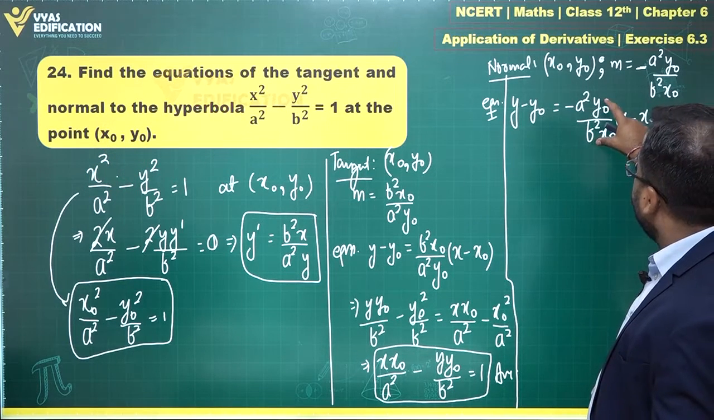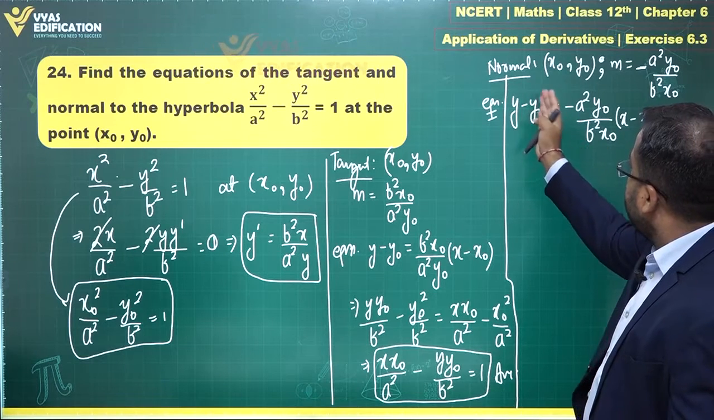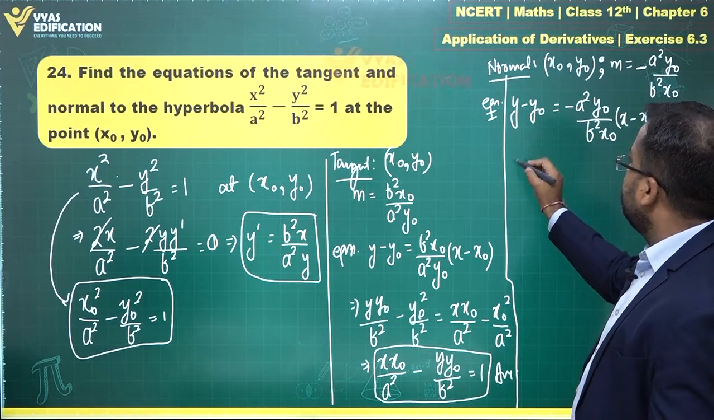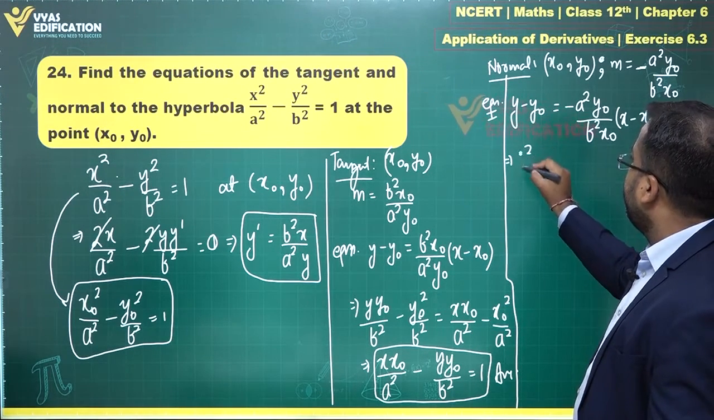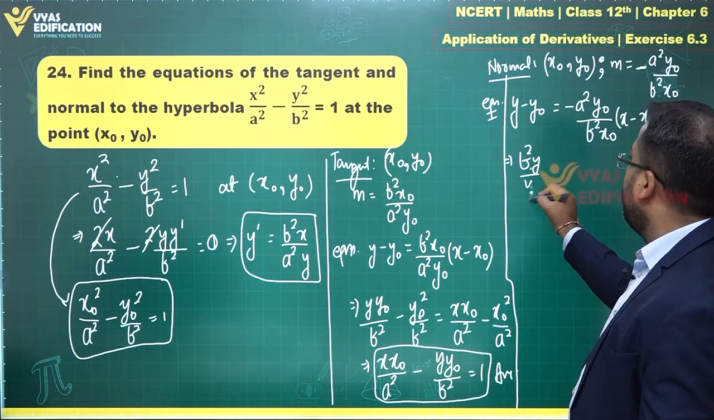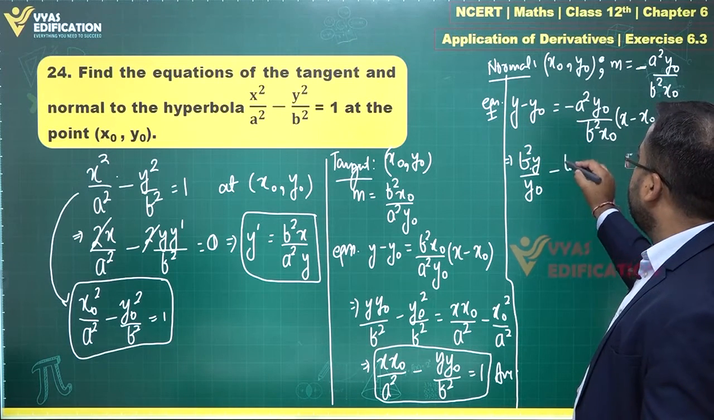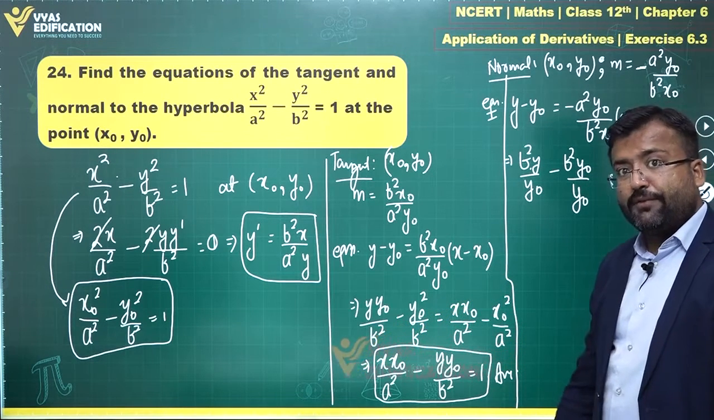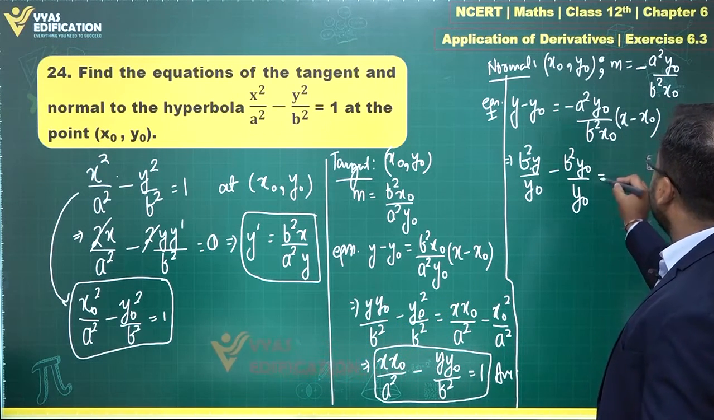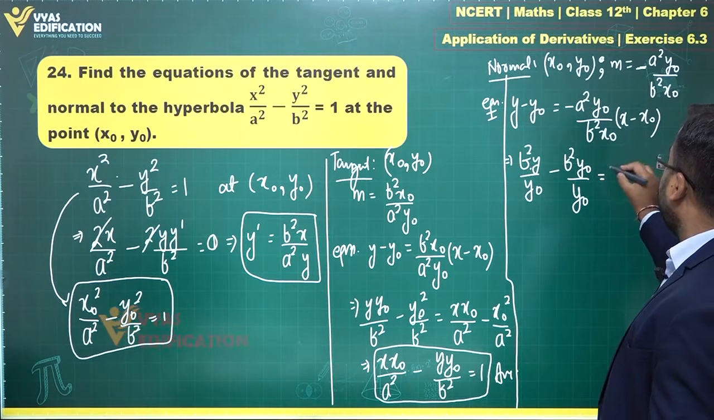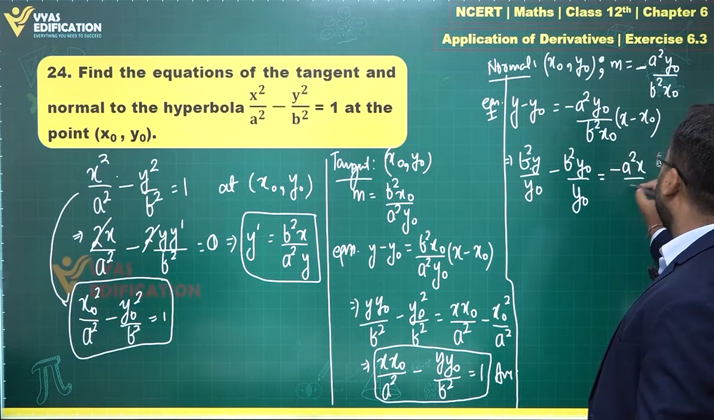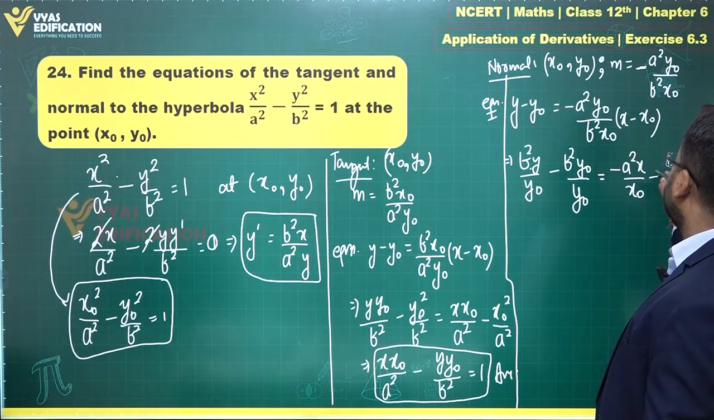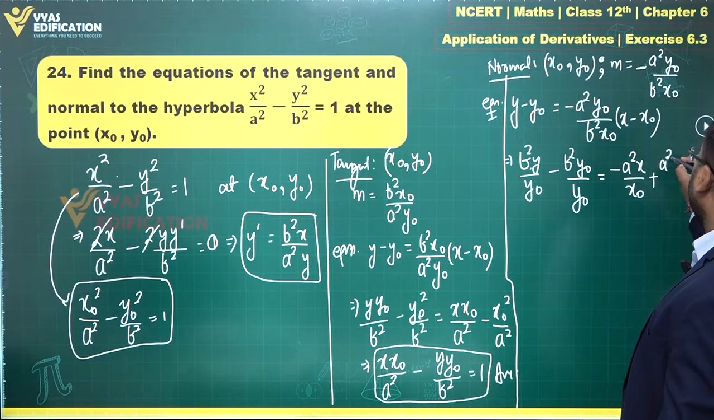And let's take that y naught and b square over here. Let's multiply by b square upon y naught. So this becomes b square y upon y naught minus b square y naught upon y naught. This is what you get. And this here is a square upon x naught with a minus a square x over x naught and plus a square x naught upon x naught is what I get.